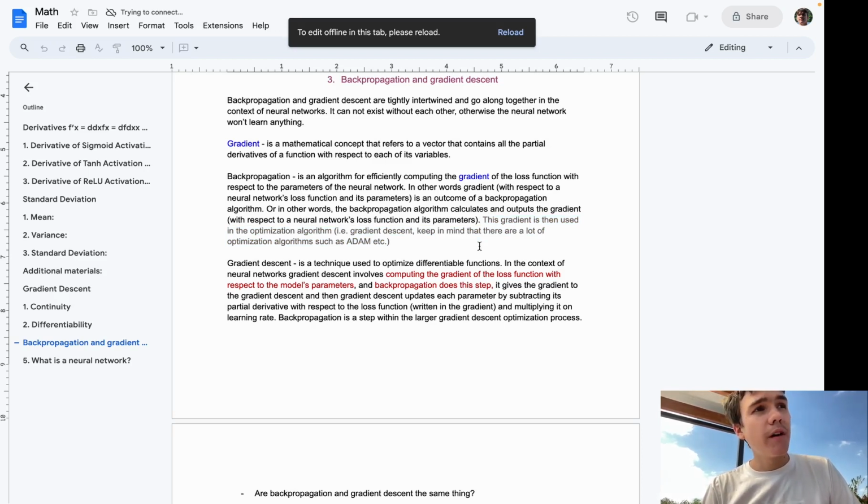Not only does gradient descent exist, there are also many optimization algorithms which you can apply to a neural network, but you don't need to dive into it.